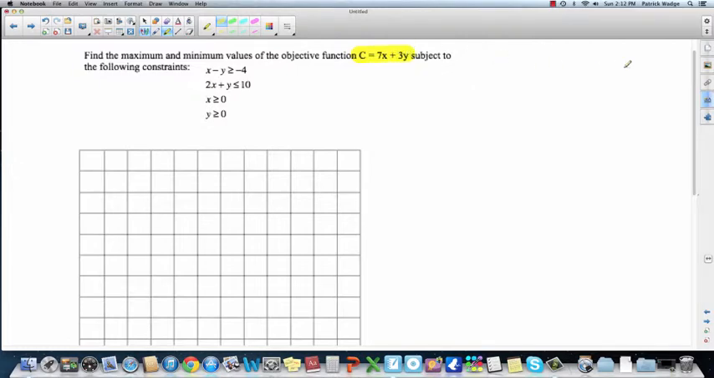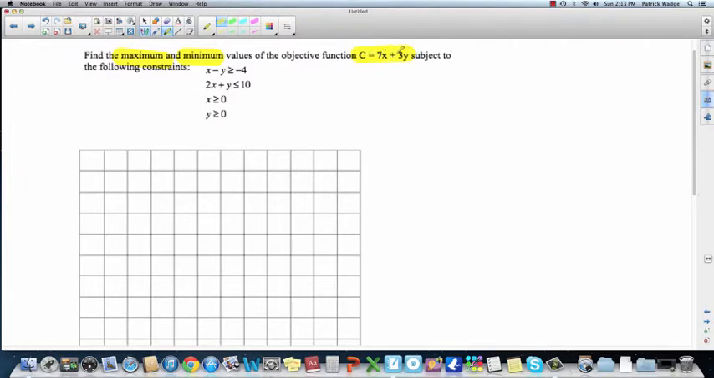So do you remember what this means? This is the thing that you're trying to maximize or minimize. And in this case, it's asking us to find both. It says find the maximum. It also says find the minimum. So this is what we want to get as big as possible. We want to see what value I should plug in there for x and in there for y to make this as big as possible, and also what into x and y to make it as small as possible.